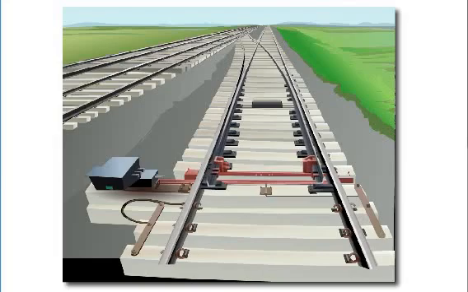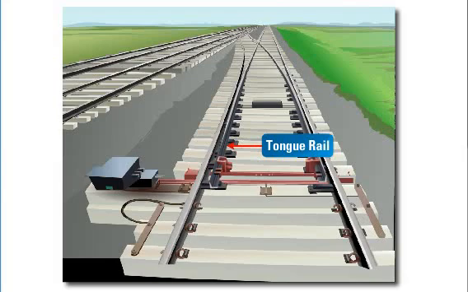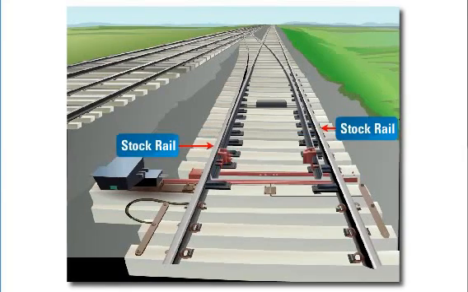Tongue rail is a tapered, movable rail which is attached at or near to one end of a running rail made of high carbon or manganese steel to withstand wear. A tongue rail is also called a switch rail. Stock rail is a running rail to which a tongue rail operates.